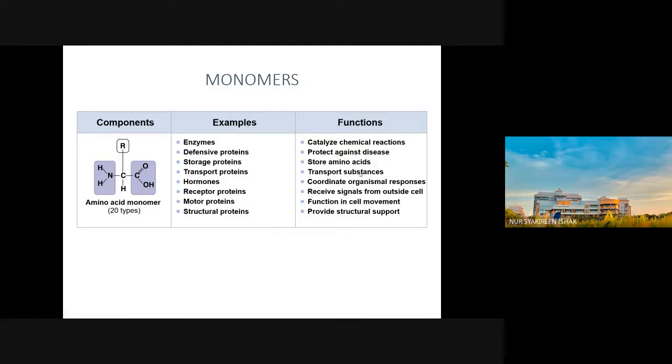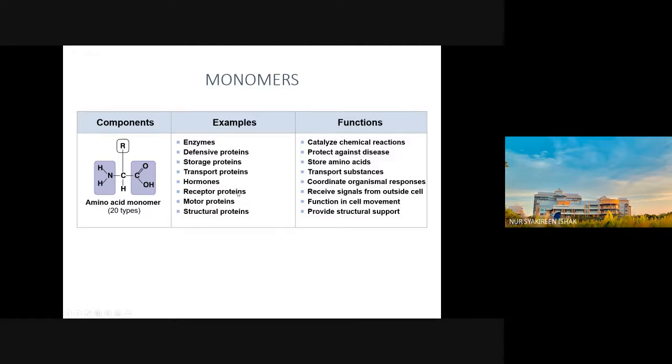So for example, in your plasma membrane, you have carrier protein or channel protein that transport substances across the cell membrane. And then you also have hormones, which coordinate organism responses. For hormones, there are two types. There are hormones that are made up of steroid, and there are also hormones that are made up of protein. In this table, we are looking at protein. An easy example of a hormone made up of protein is insulin, and glucagon. Those are examples of hormones made up of protein, which coordinate organism responses. Macam insulin, it controls your blood glucose level.